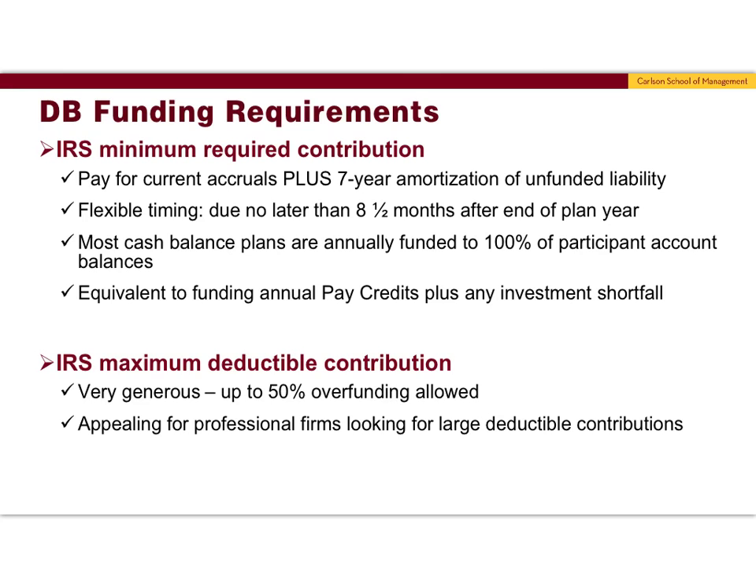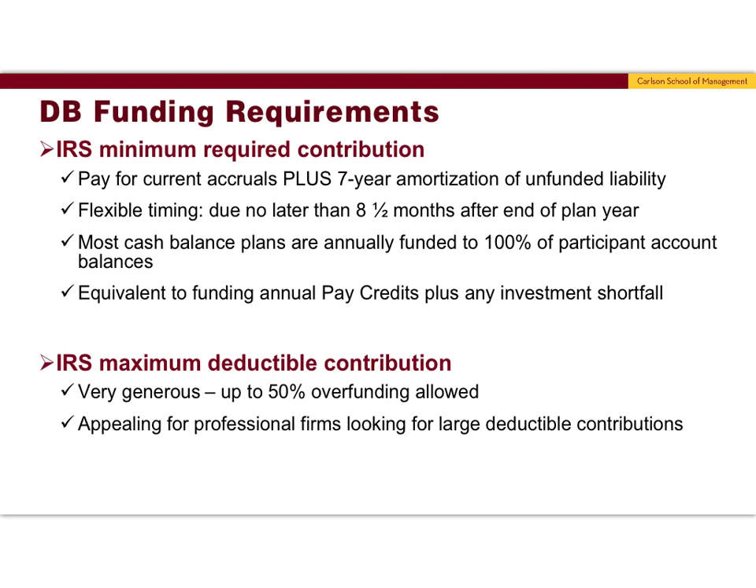We should note that most cash balance plan sponsors choose to make large enough contributions so that participant notional account balances are 100% funded. As we'll see later, this generally requires a contribution equal to the annual account allocations, known as pay credits, plus any investment shortfall during the year.